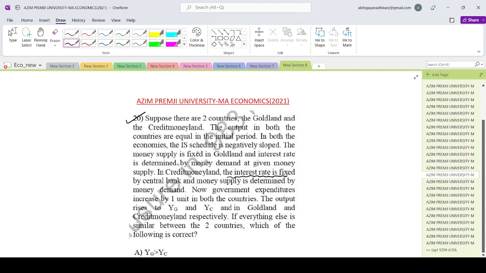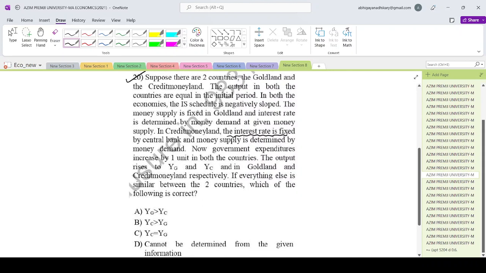Now the government expenditures increase by 1 unit in both the countries. The output rises to YC and YG in Gold Land and Credit Money Land respectively. If everything else is similar between the two countries, which of the two is correct?